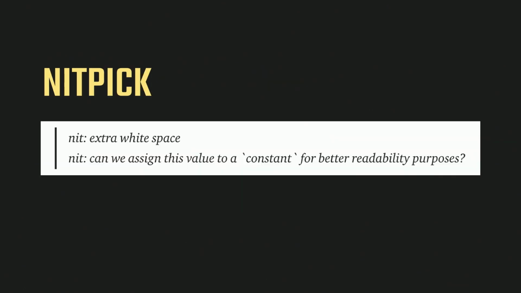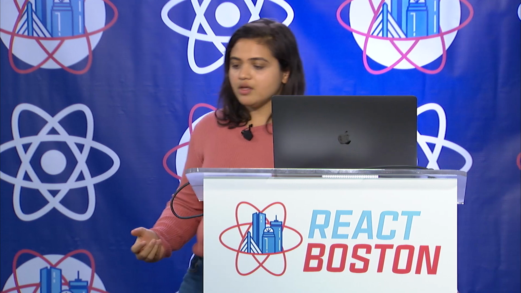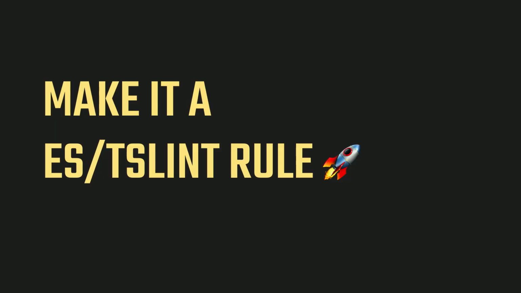Nitpicks. While reviewing code, you may find that some things are technically correct, but they're basically nitpicks. It won't necessarily block the approval of the PR itself, but it's something to consider. Nitpicks are important, but again, not technically incorrect. They can be related to grammar corrections, unintentional new lines, aesthetics, code refactors, and so on. If you find that your coworkers are nitpicking about the same thing, you can make it an ES or TS lint rule for it, right? Just because you all are nitpicky about the same thing.